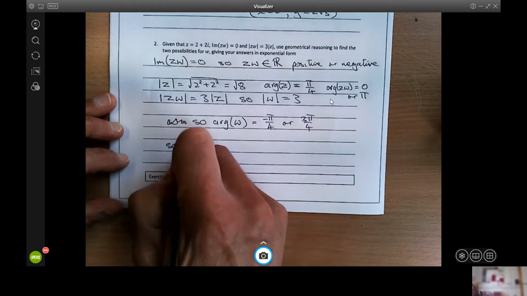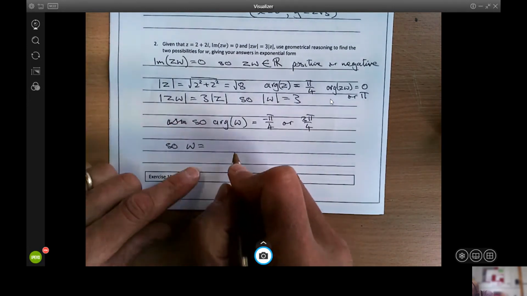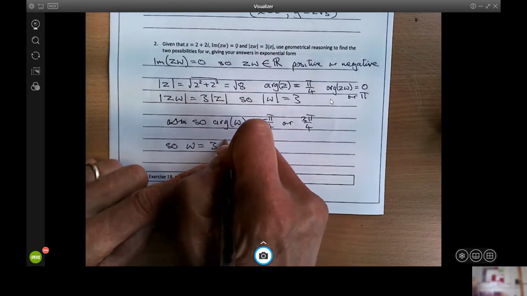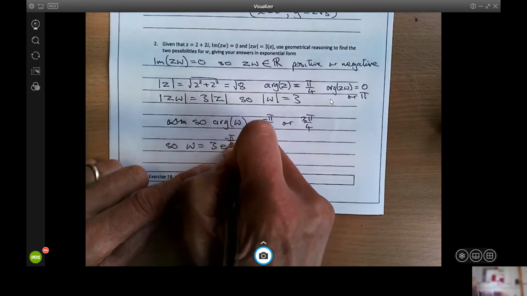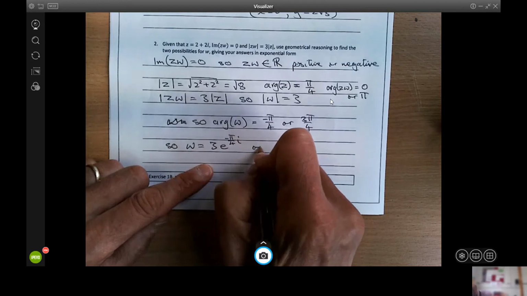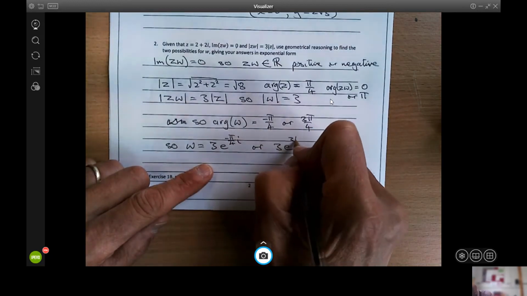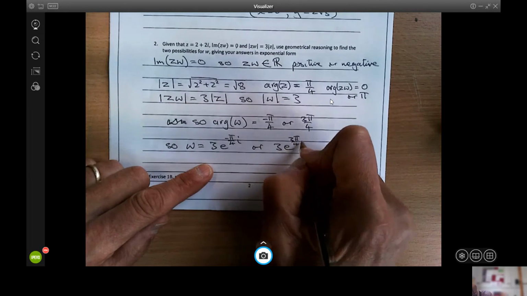So w is equal to 3e to the minus pi over 4 i, or 3e to the 3 pi over 4 i.